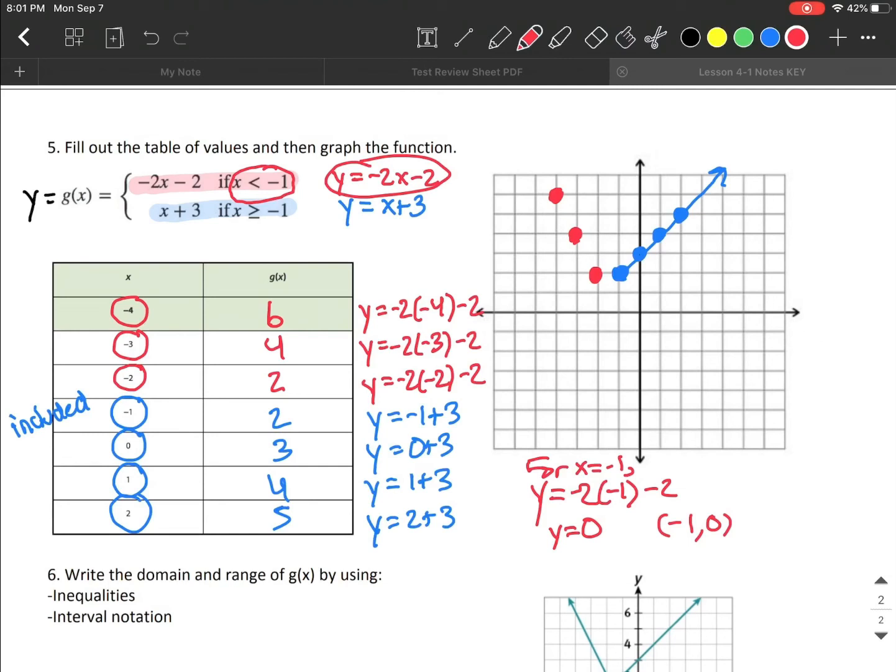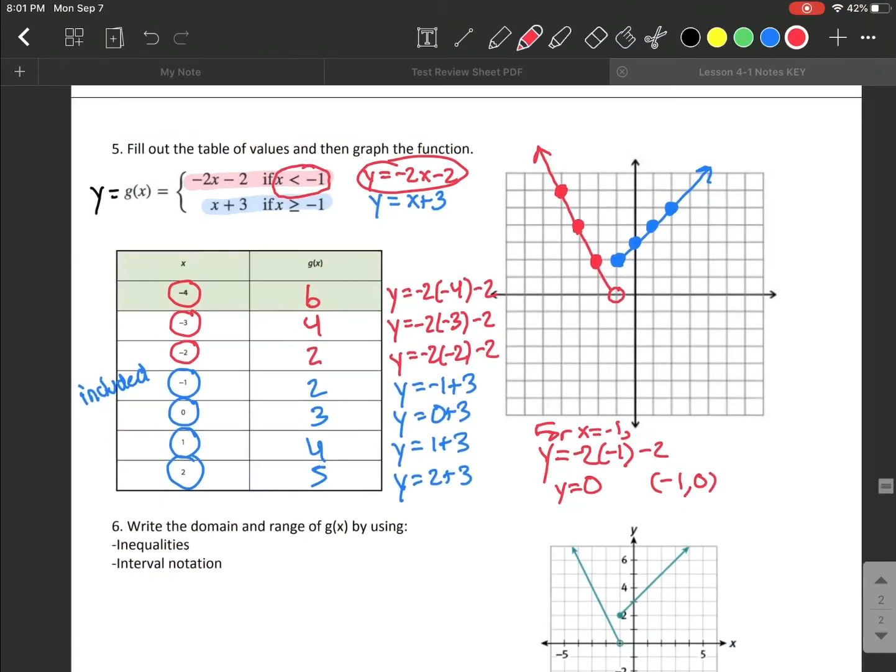So I'm going to put on (-1, 0) an open circle. And then I'm going to shade everything to the left. I'm going to connect to the left like that. And those are my two pieces of this piecewise function.